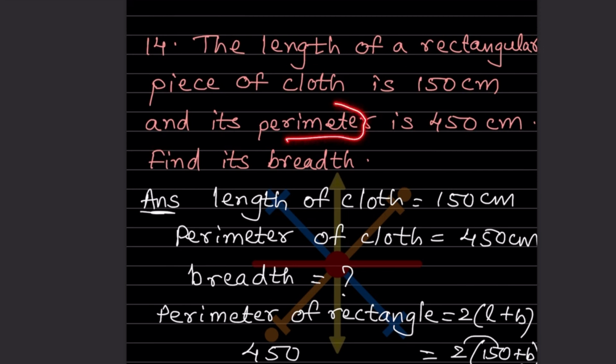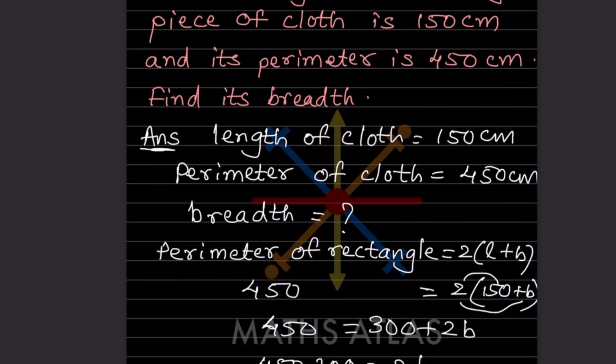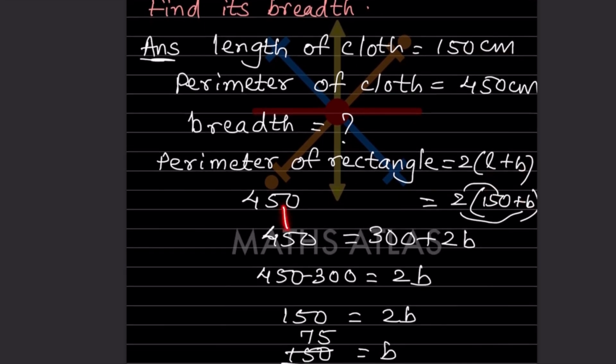So here the perimeter is given, isn't it? So what are we going to do? We will start with the perimeter formula first. So what happens here? We will write the formula here, perimeter of rectangle, that is twice into length plus breadth, and the perimeter is given 450. So below this you are going to write 450. This 2 as it is. Length is given 150. So write here 150 plus b. So now there are different ways of doing it. Now see here, this is 450 as it is.